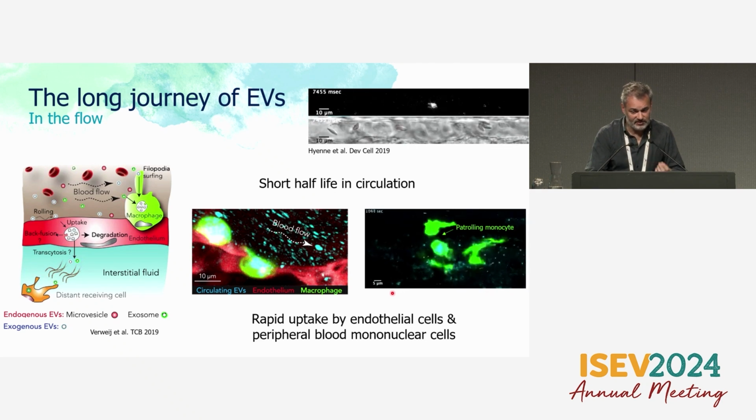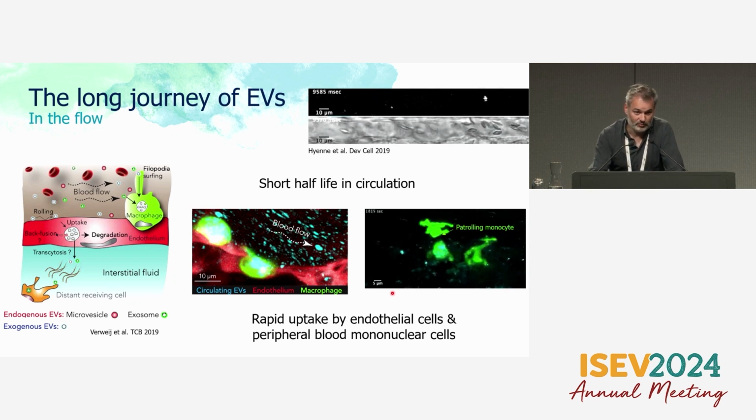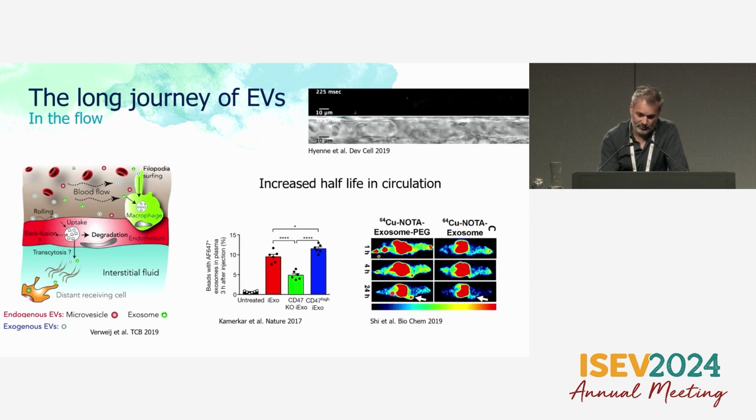So EVs in the blood flow are very quickly taken up, mostly by endothelial cells, but also by peripheral blood mononuclear cells, so immune cells in the blood, such as, for instance, patrolling monocytes, but also lots of different other types of immune cells. And as we've heard just before, the half-life of EVs in the circulation can be controlled and manipulated, for instance, by playing on the receptor CD47, the so-called don't eat me signal that will extend the half-life of EVs in the circulation, or by covering the EVs with polymers, as Marie just mentioned.